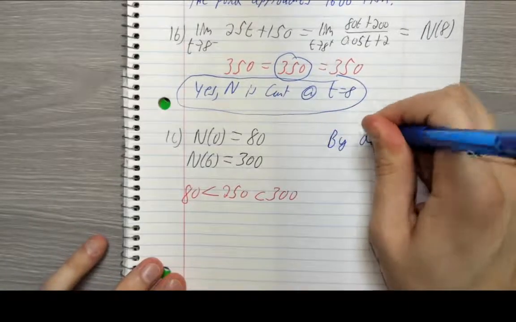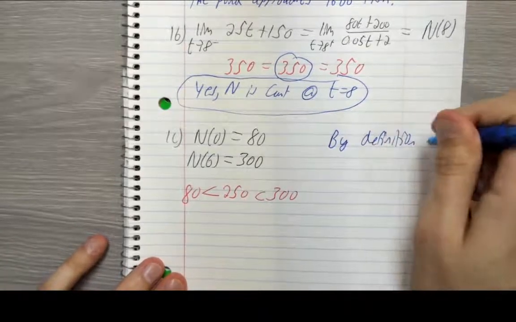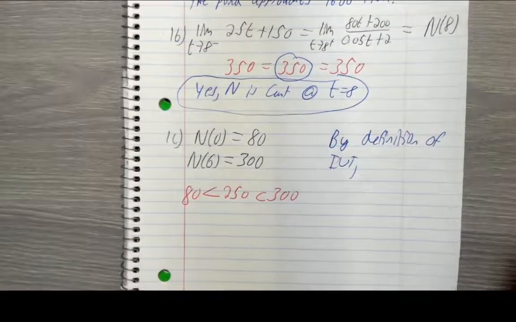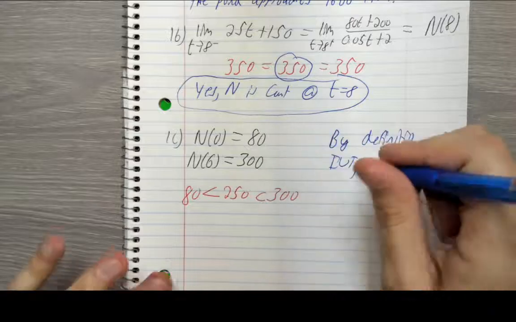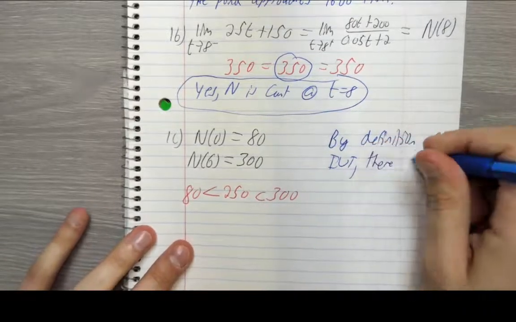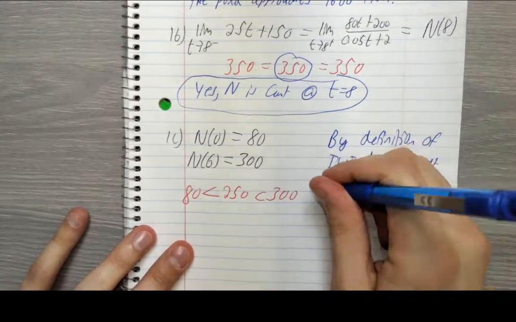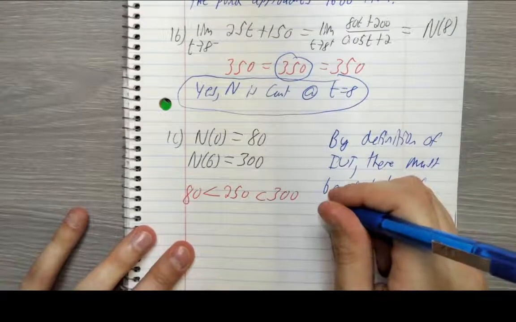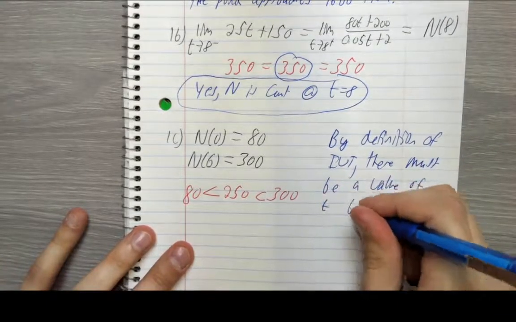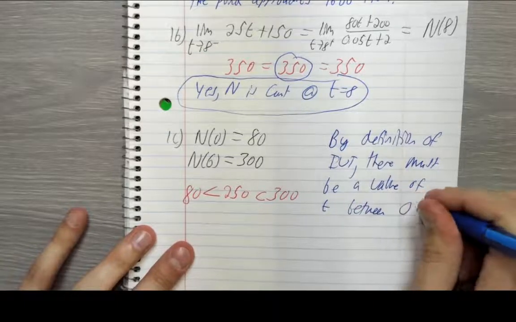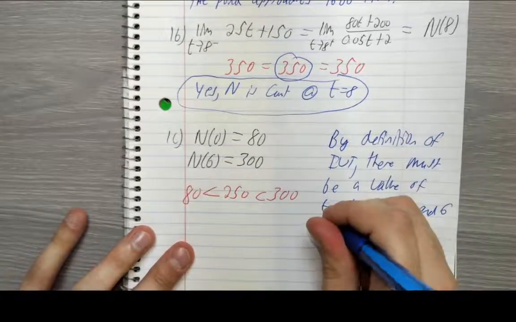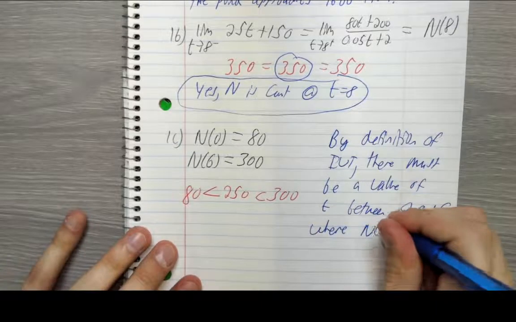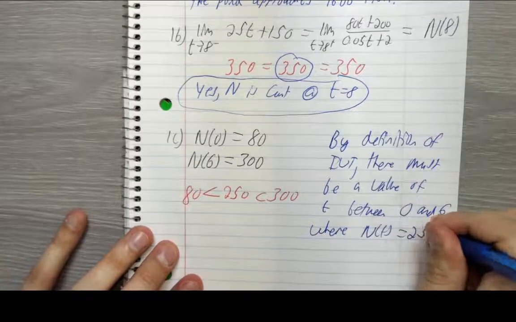So what I'm going to write is: by definition of the intermediate value theorem, which you would write out, there must be a value of t between 0 and 6 where n of t is equal to 250.